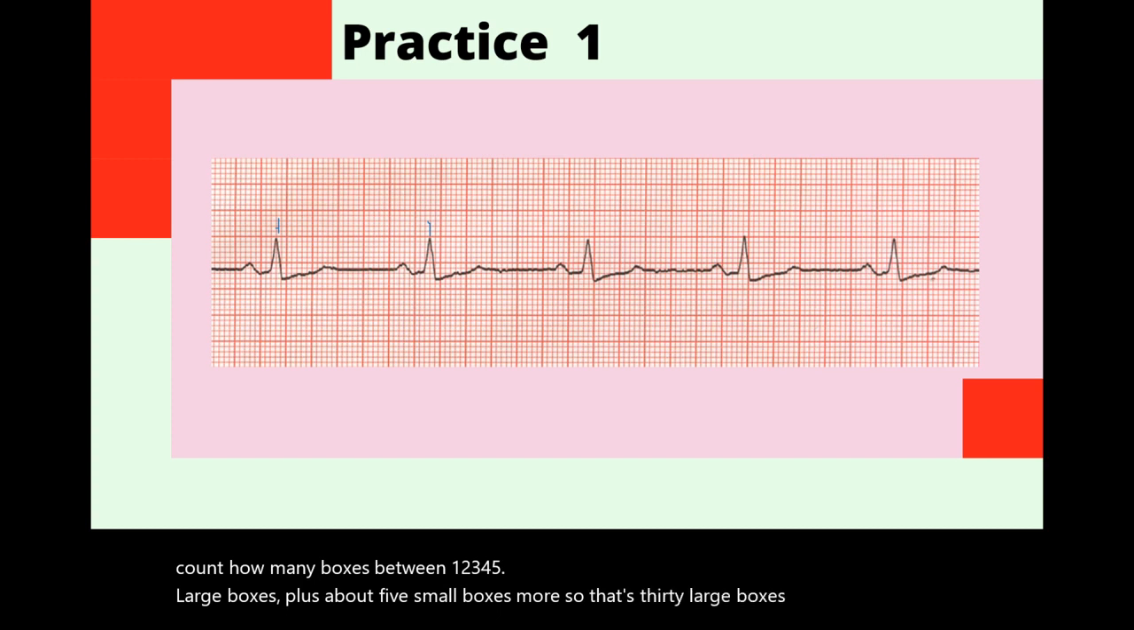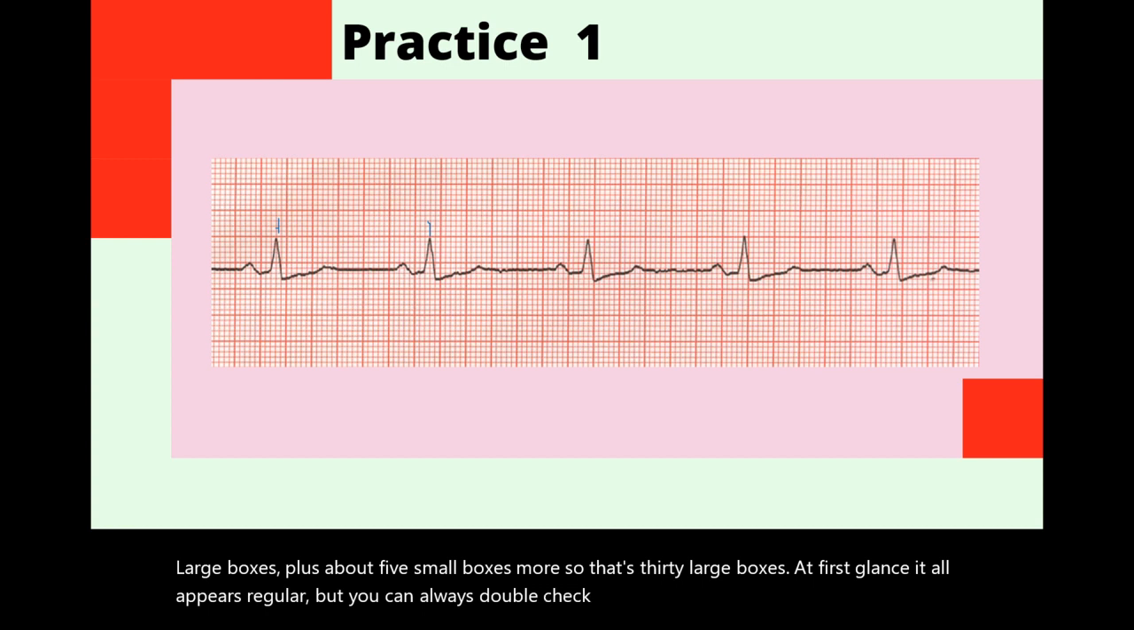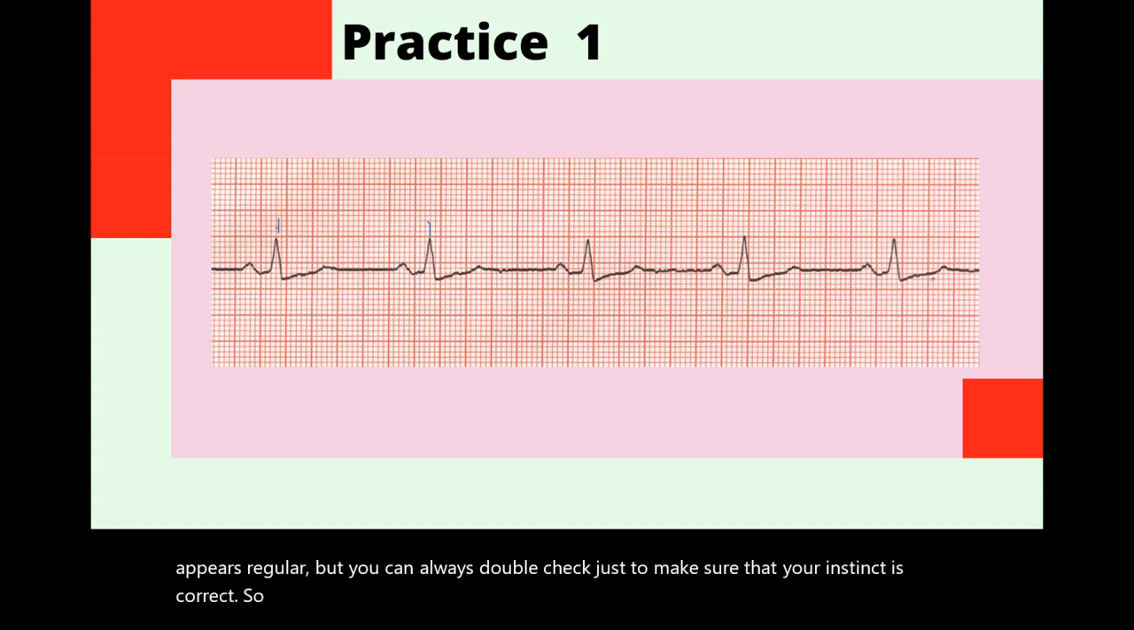At first glance, it all appears regular, but you can always double check just to make sure that your instinct is correct. So count again, 5, 10, 15, 20, 25, an extra 4, an extra 1, that's 30. So yes, R to R is regular. So this is a regular rhythm.